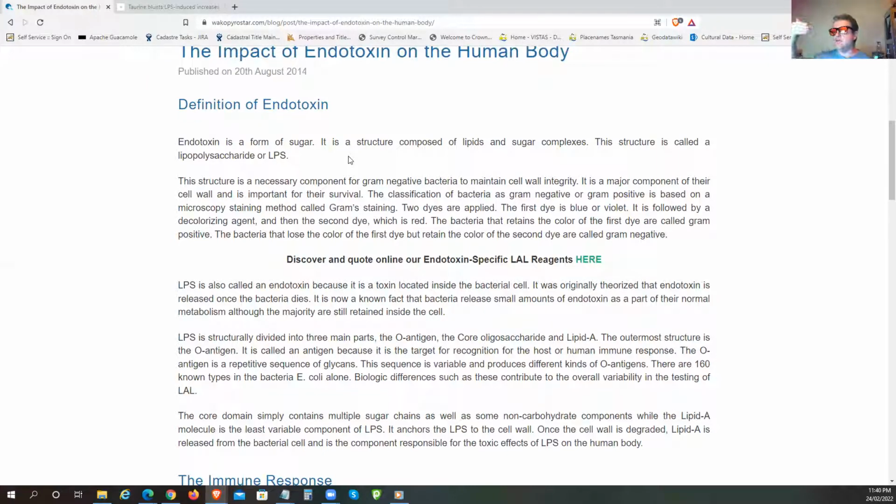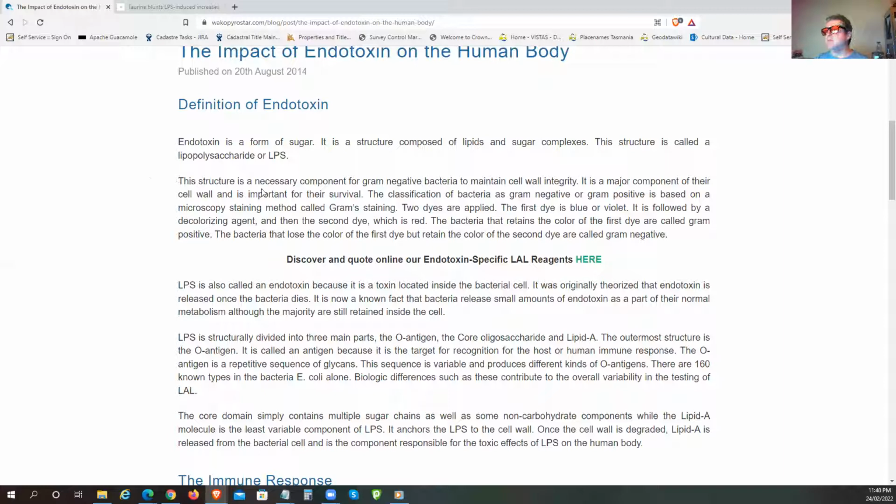Obviously, if you've got leaky gut or damage, you could potentially get this sort of stuff in your bloodstream, which is not a good thing. It can cause endotoxemia, and in severe cases, sepsis and stuff like that, really severe states, which can be dangerous.